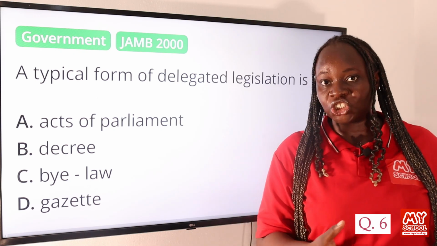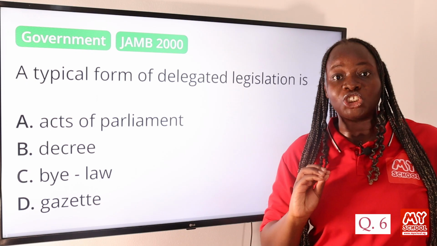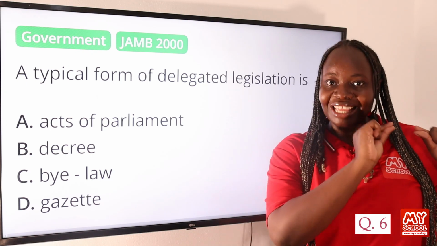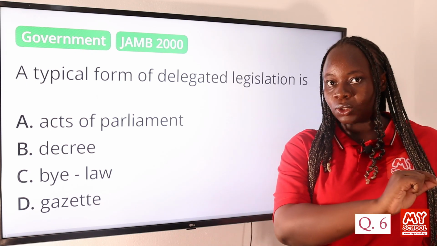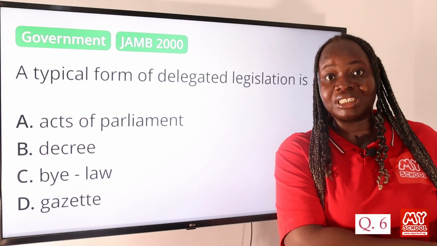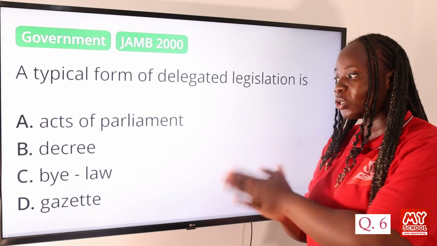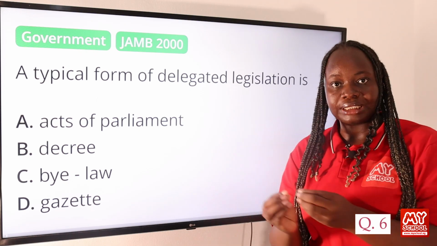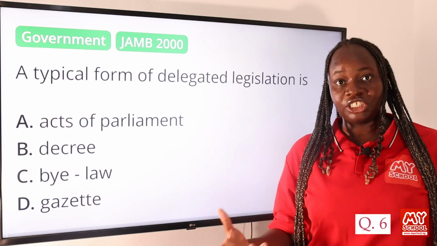to the executive essentially. So the reason for this is to ensure that they make laws that are tailored to their specific needs. Okay, the local government needs laws that are tailored to the local government that they are governing. So it's important to have bylaws in that case. So that's what delegated legislation is all about.